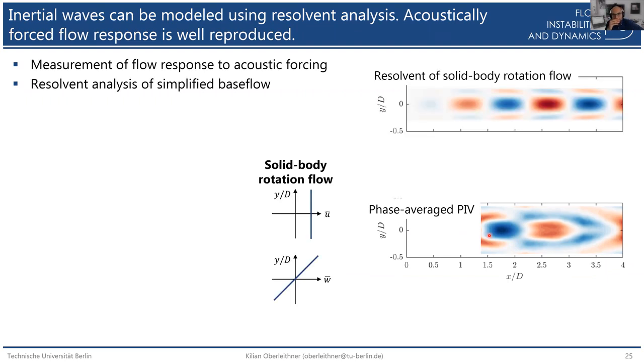And then what we did next was a resolvent analysis on a simplified base flow. So we basically took the same base flow as our co-workers at TU Munich, a solid body rotation and a plug flow, and did a global resolvent analysis based on this base flow. And we get some structures that already look quite similar to what we find in our experiment, with this wavy structure here on the jet center line.